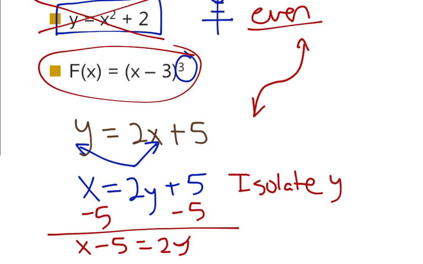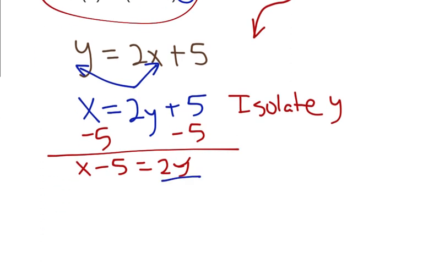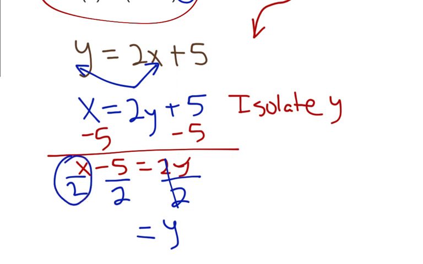And then to finish isolating y, I just divide by 2. You can divide the whole thing by 2, or a little bit better would probably be to divide each individual thing by 2. And that will give me y equals 1/2 x, or x over 2, which is the same thing, 1/2 x minus 5/2. Okay?